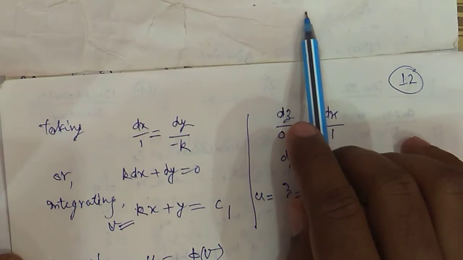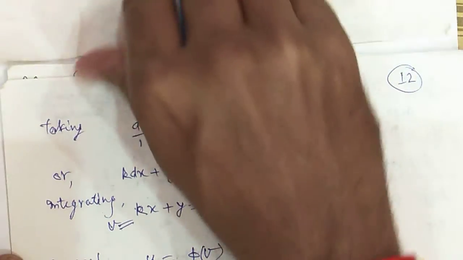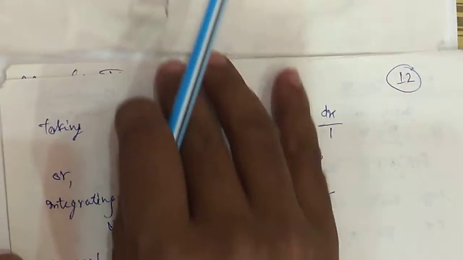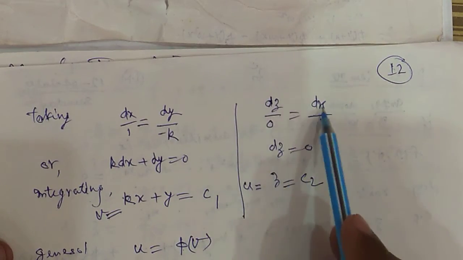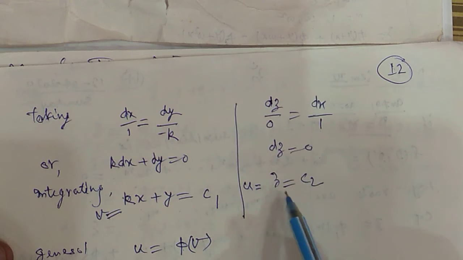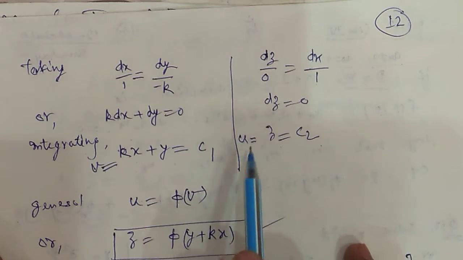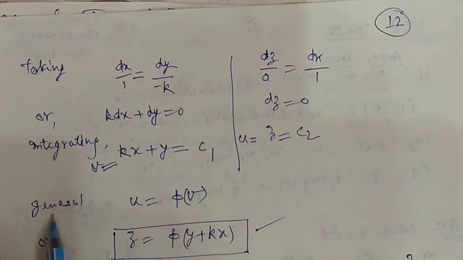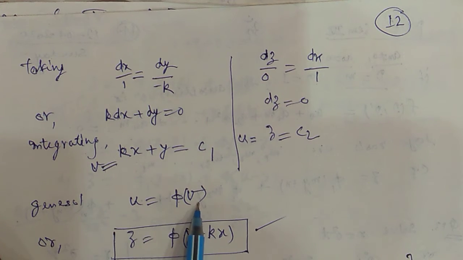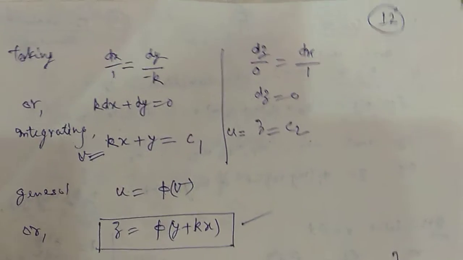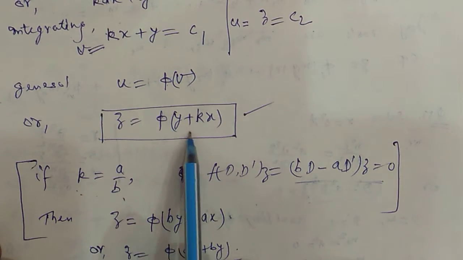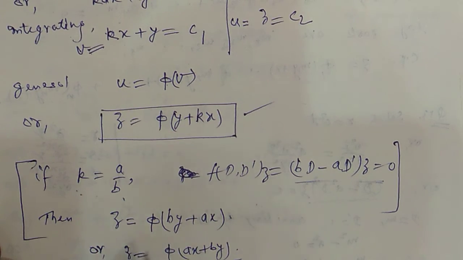Again taking the first and third terms, dx upon 1 equal to dz upon 0. So dz becomes 0, so z becomes c2. So the general solution becomes a function of v, that is, z equal to a function of y plus kx. If the value of k is a upon b, then the general solution becomes z equal to phi of (ax plus by).